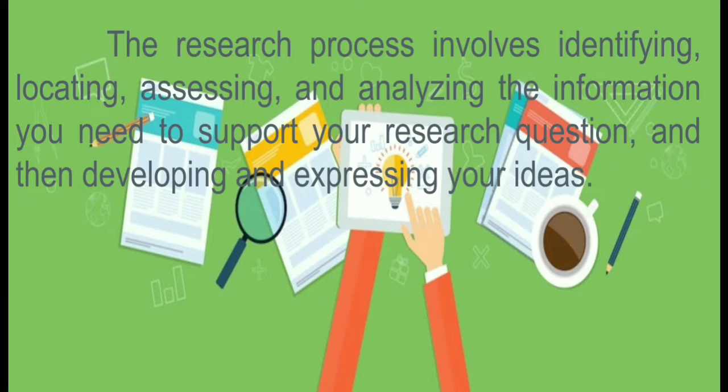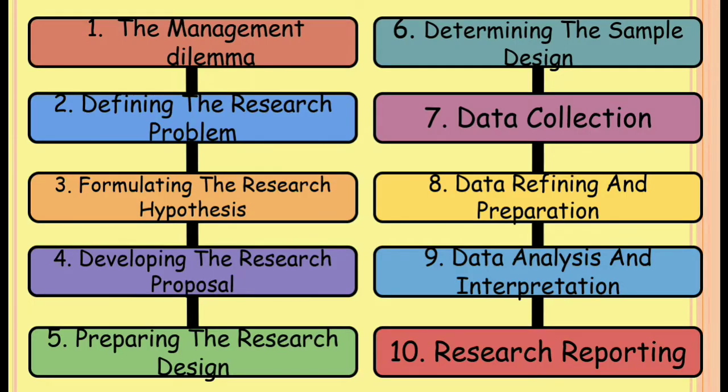Any research process has 10 steps. We are going to look at the 10 steps one by one. First is management dilemma, second is defining the research problem, third is formulating the research hypothesis, fourth is developing the research proposal, fifth is preparing the research design, sixth is determining the sampling design, seventh is data collection, eighth is data refining and preparation, ninth is data analysis and interpretation, and last is research reporting.